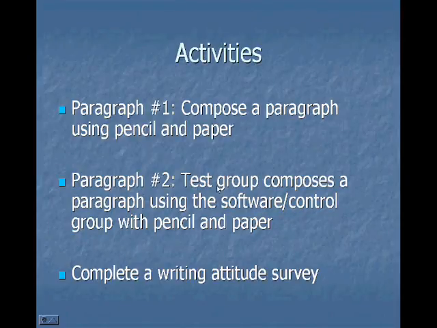And then the second paragraph, I broke the class up. I had 16 kids, so I broke 8 and 8. I made 8 students a test group, and they would do their second paragraph using the software. And the other 8 would be a control group, and I had them do it with pencil and paper. That way I'd be able to compare the test group's software-based compositions against their own handwritten ones, and then the handwritten ones of the control group for the second paragraph.